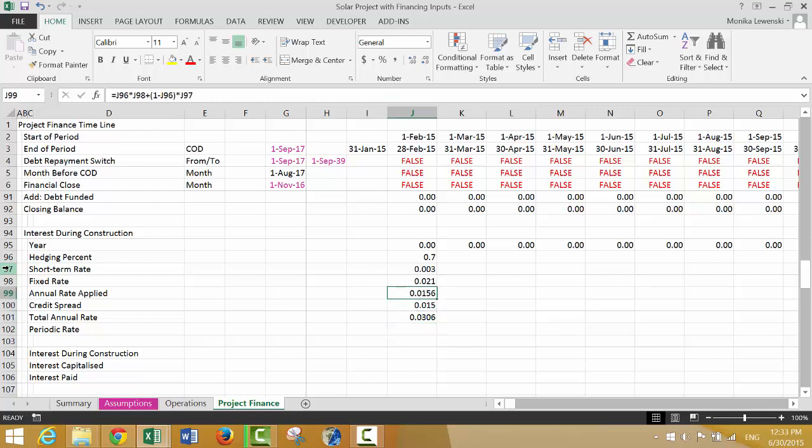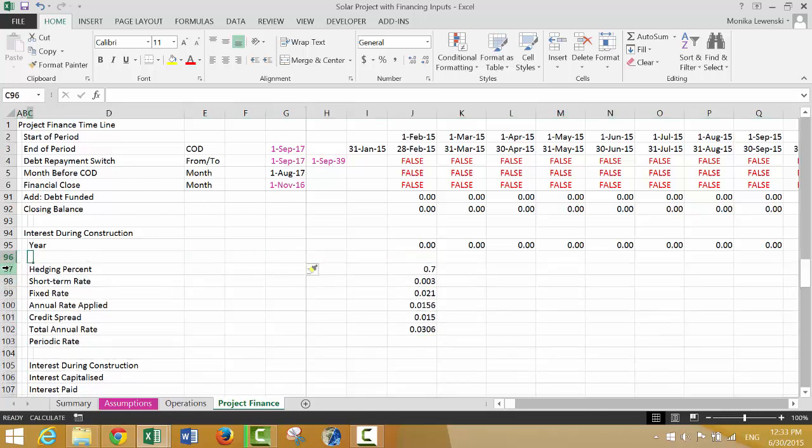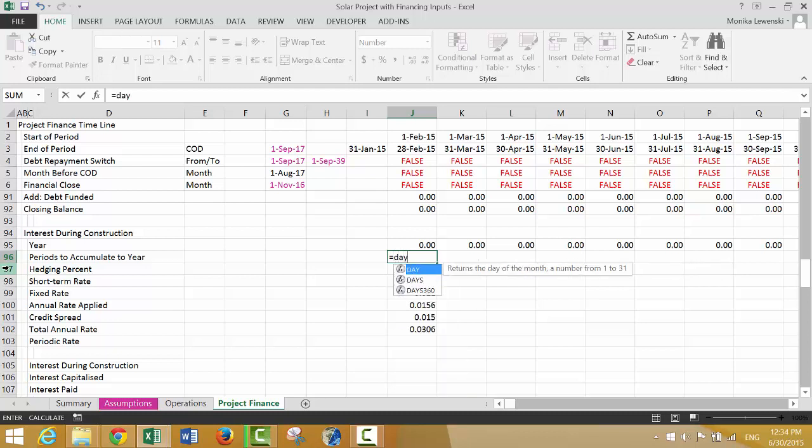And I think what I'm going to do is up here, we'll probably need this again, but periods to accumulate to year. Okay, and if we put, how about this, we'll put days 360. I'm sure there's an easier way to do this, but we can put the start date, start date -1 and the end date.